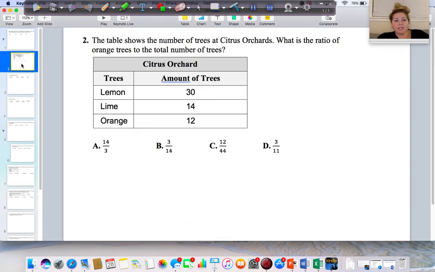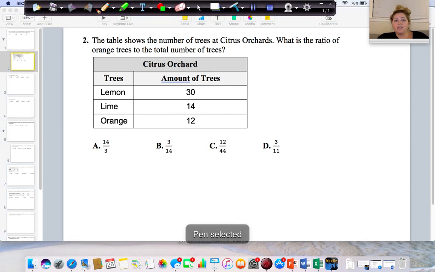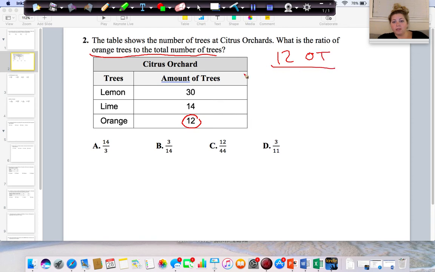Okay, number 2, it says the table shows the number of trees at the citrus orchards. What is the ratio of orange trees to the total number of trees? Well, we see here that we've got 12 orange trees, and it wants orange trees to come first. It says orange to the total. So we've got 12 orange trees. Put OT for orange trees. Okay, and then we want the total number of trees. To do that, we need to add up all of the trees. So we've got 4 plus 2, which gives me 6, and 3 plus 1 plus 1, which gives me 5. So my total is 56.